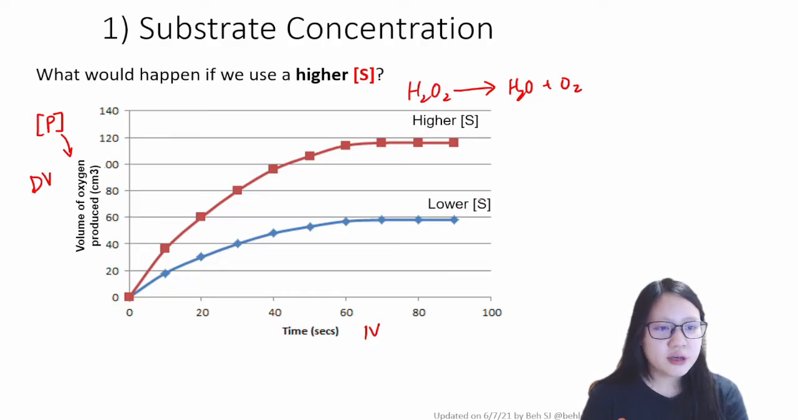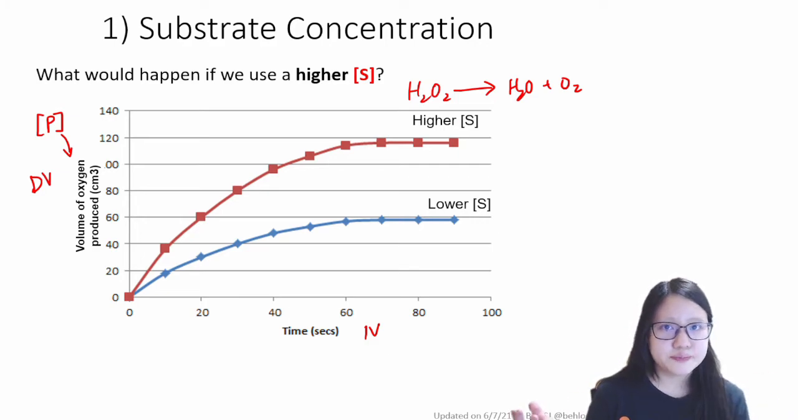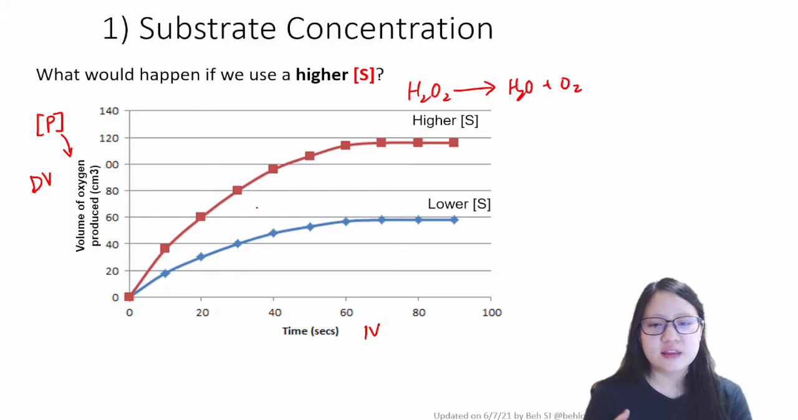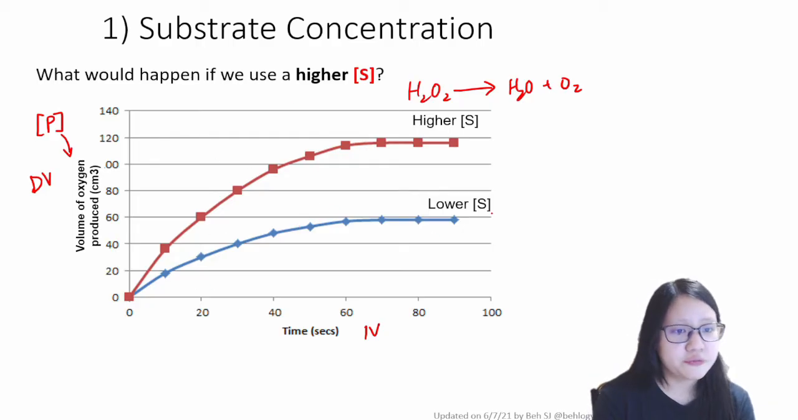In one experiment, they did it at a lower substrate concentration. In another experiment, they used a higher substrate concentration. What do you observe here? Now, you will realize that the shape of the curve is pretty much the same. It looks like the volume of oxygen increased for both of them and then tailed off. Okay, so the volume of oxygen increased, and then it stopped increasing.